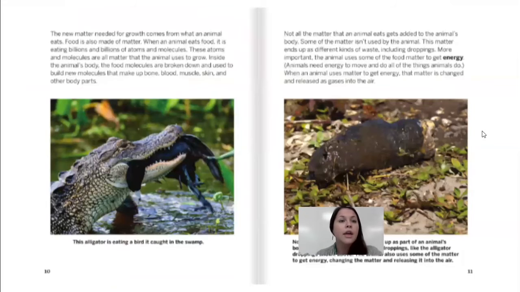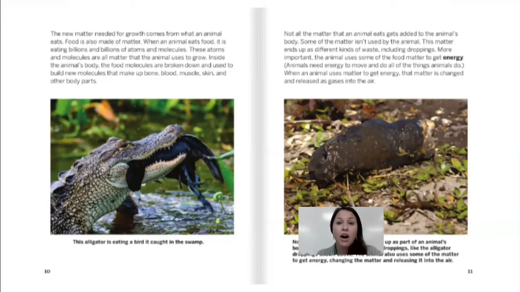The new matter needed for growth comes from what an animal eats. Food is also made of matter. When an animal eats food, it is eating billions and billions of atoms and molecules. These atoms and molecules are all matter that the animal uses to grow. So an animal eats matter, which is made up of atoms and molecules, and when they eat that, it's added to their body. They use it to grow. Inside the animal's body, the food molecules are broken down and used to build new molecules that make up bone, blood, muscles, skin, and other body parts.